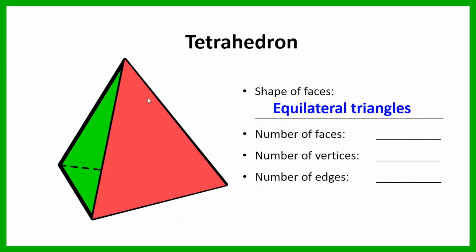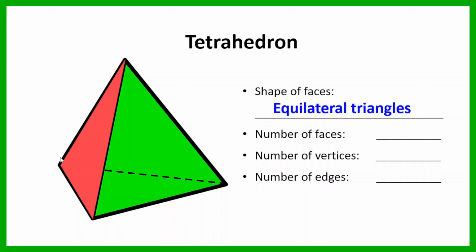So I've got this one over here. That's 1. Then this is 2. Then I've got the one at the back here. That's 3. And then I've got the one over here at the bottom, which is 4. So there are 4 faces altogether.